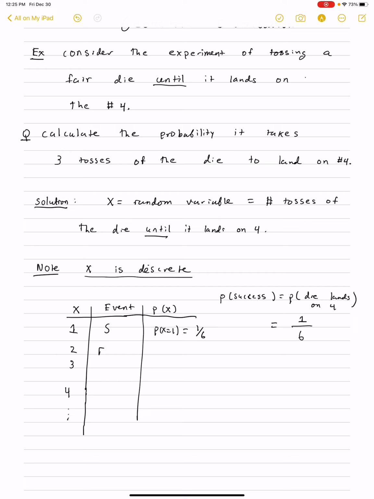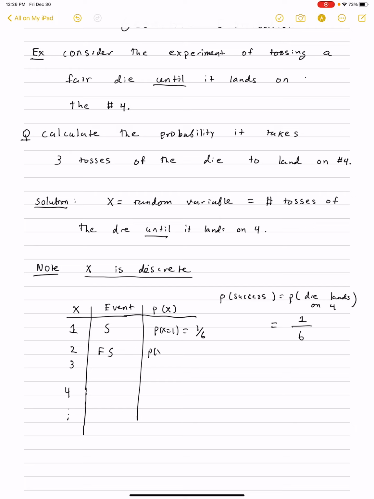So the first event must have been a failure. We also need to know the probability of failure. Probability of failure is probability of not success, so 1 minus 1/6, which is 5/6. The first event is failure, the second event is success. You might ask, could we have success then failure? No, because if we had success, we wouldn't have the second toss of the die. Our criteria is to land on 4, then we stop.